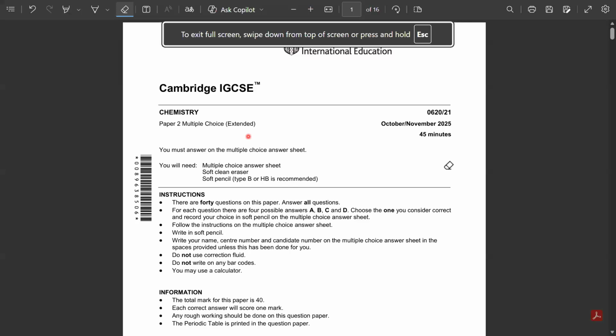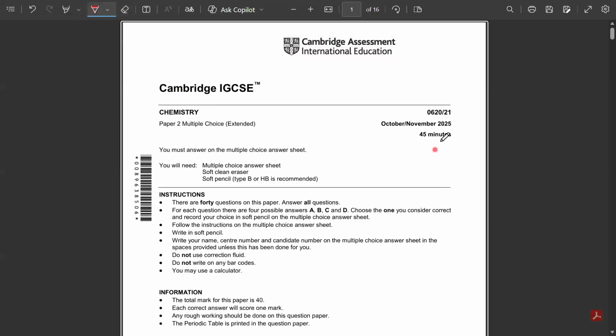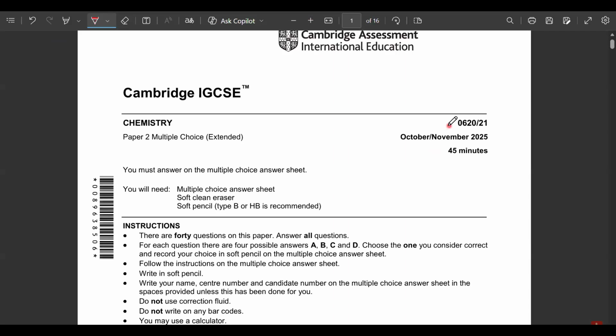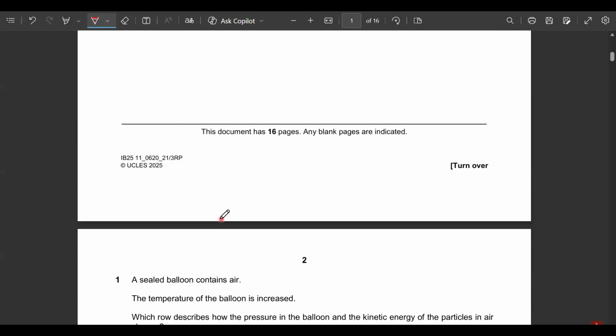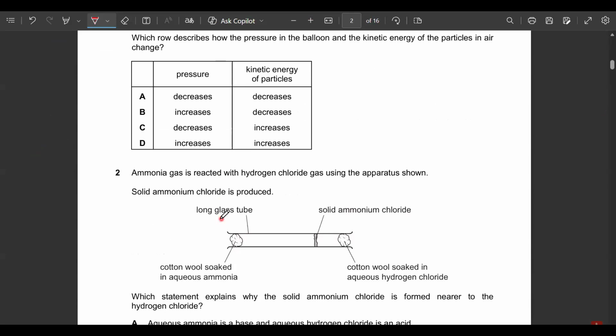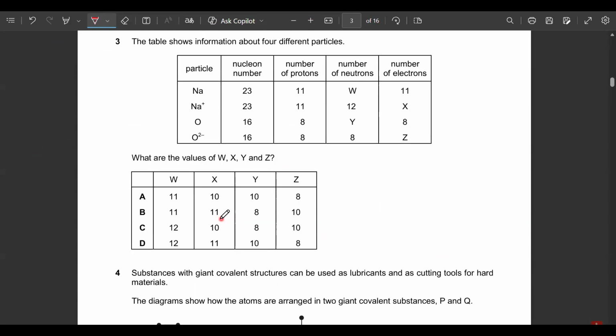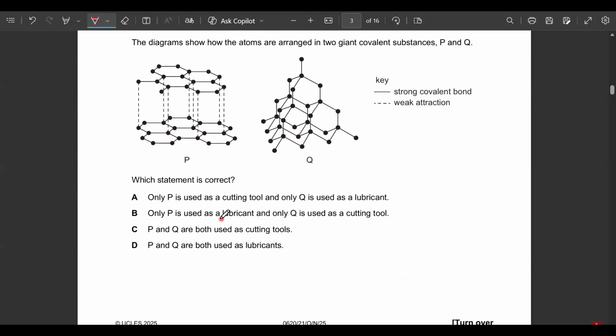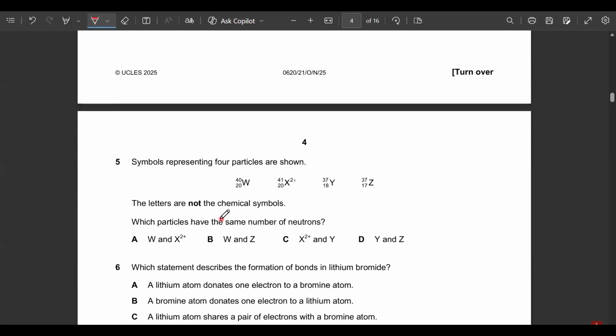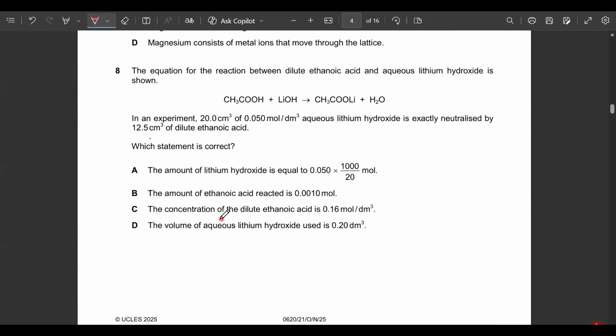Paper 2. Our practice will be based on paper 2 of October 2025, first variant. And after the class, we will discuss questions of the test which was held yesterday, on this Saturday. As you know, we are supposed to do the questions related to those 4 chapters, which include stoichiometry, rate of reaction, chemical energetics, and equilibria.